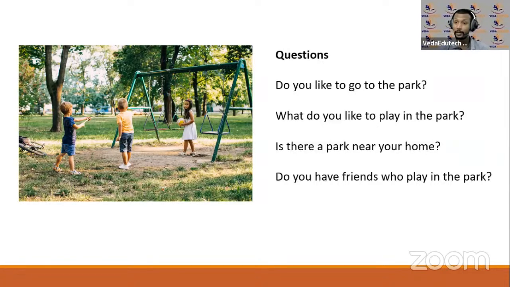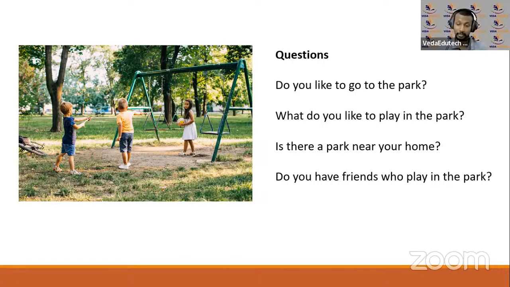But there is a park, you can say, in the next block. You can say, in the next block there is a huge park where we and our friends meet. You can say it like this. Right? So, do you have friends who play in the park?